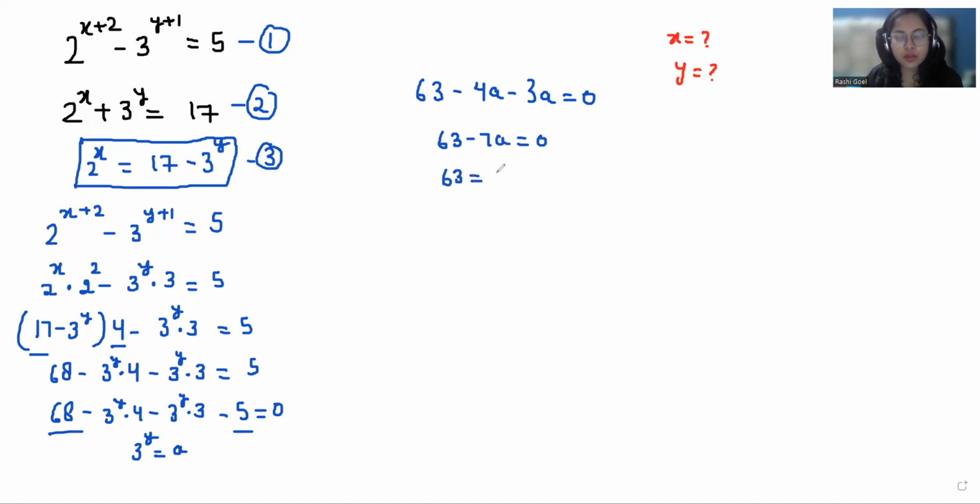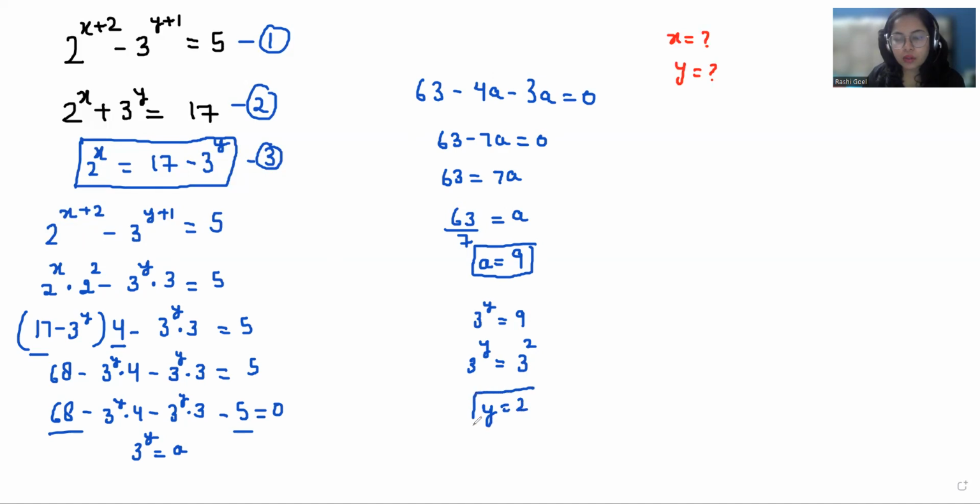So 63 equals 7a, taking it to the other side. 63 divided by 7 equals a, so the value of a is 9. So we have taken the substitution, 3^y equals 9. We can write it as 3 squared. If we compare both sides, the bases are equal, so their powers are also equal. So the value of y is 2.